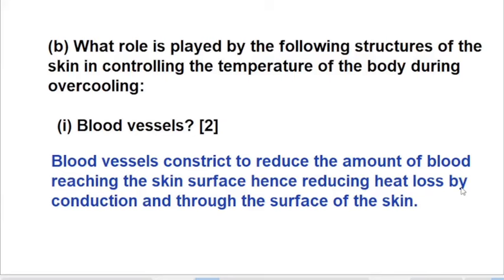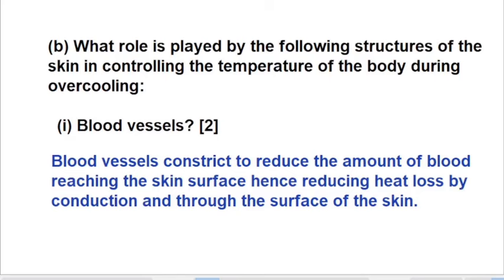So we have said the role of the blood vessels in controlling the temperature of the body during overcooling is that the blood vessels constrict. To constrict simply means that the blood vessels become narrow, in order to reduce the amount of blood reaching the skin surface, hence reducing heat loss by conduction through the surface of the skin. So we have answered this one.